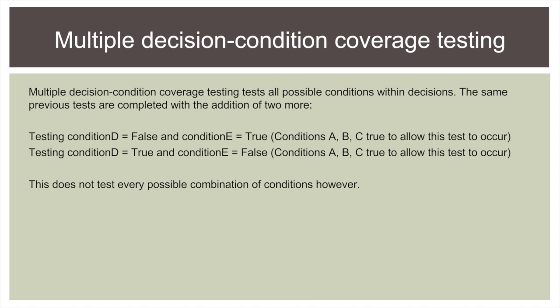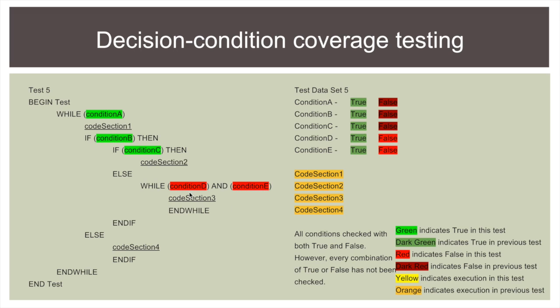In multiple decision condition coverage testing, we test all possible conditions within decisions. Okay, so we use the same tests as we did before, but we add 2 more. We make sure that we have testing condition D false and condition E true. And then we also test condition D true and condition E false. This, however, does not test every possible combination of conditions. So looking back at the last algorithm, in every test so far, these have either both been true or both been false. What we're doing now is we're going to test this one to be true and this one to be false, and then this one to be false and this one to be true.